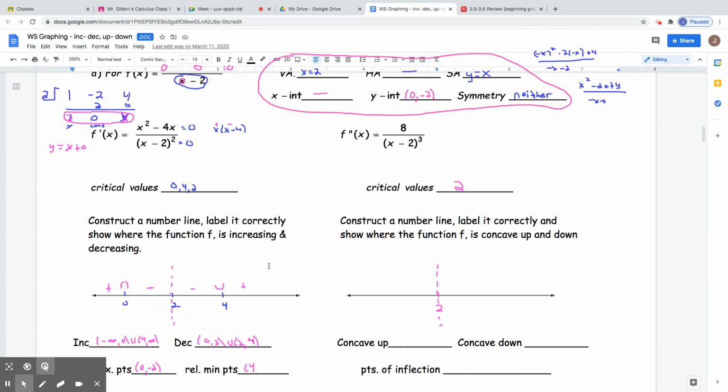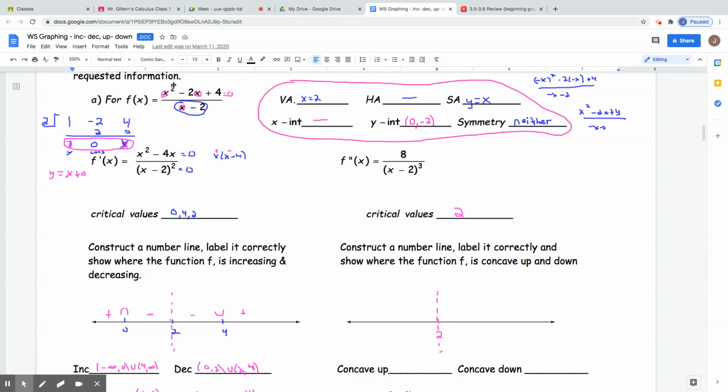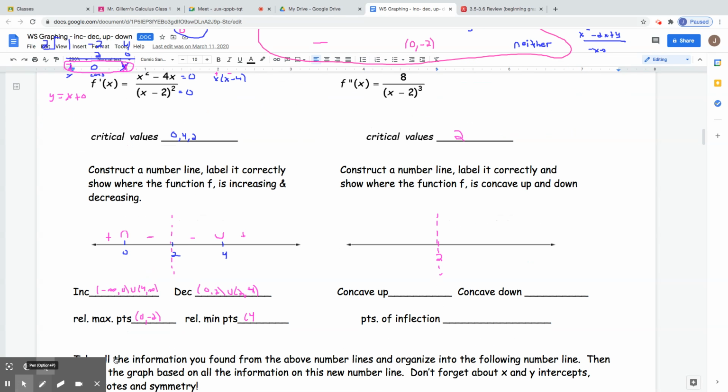When I plug in 4, 4 squared is 16 minus 8, which is 8. 8 plus 4 is 12. 4 minus 2 is 6. So I would get 6 when I plug in 4. So I get the point (4, 6). Remember, these go back into the original.